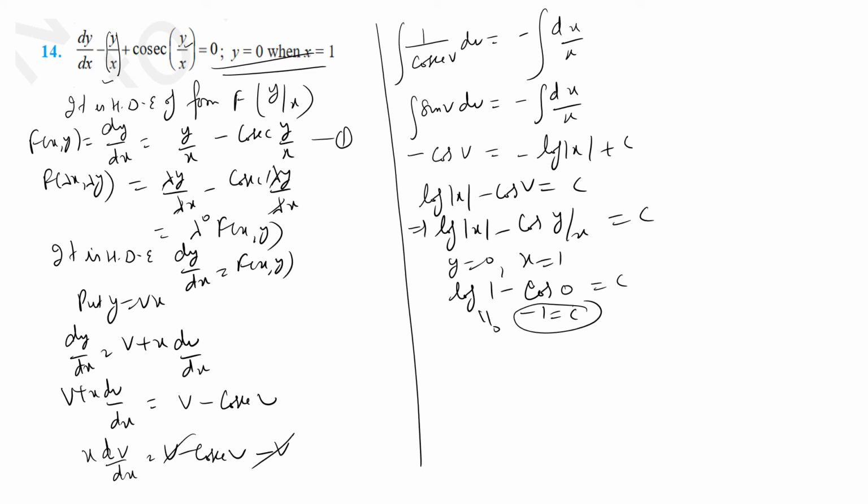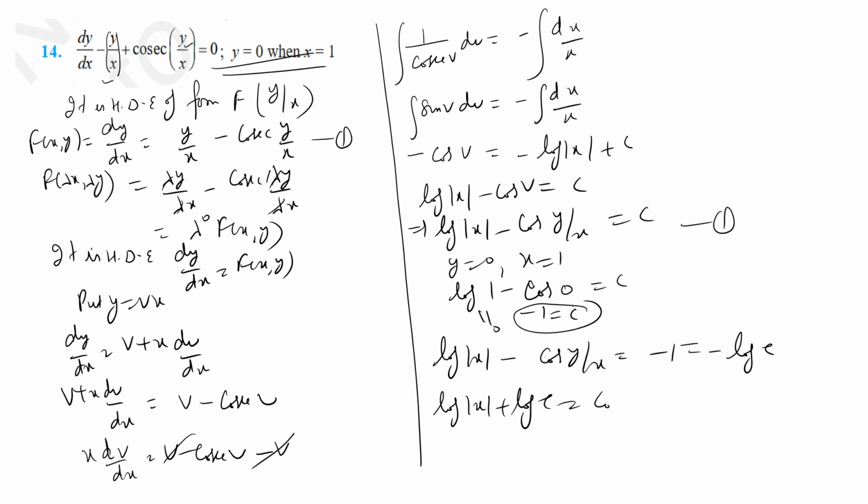So let us come back here. Log mod x minus cos y upon x is equal to minus 1, which you already know from the previous question as we did. So log mod x plus log e is equal to cos y upon x. So this becomes log of xe is equal to cos y upon x, which is the required answer.